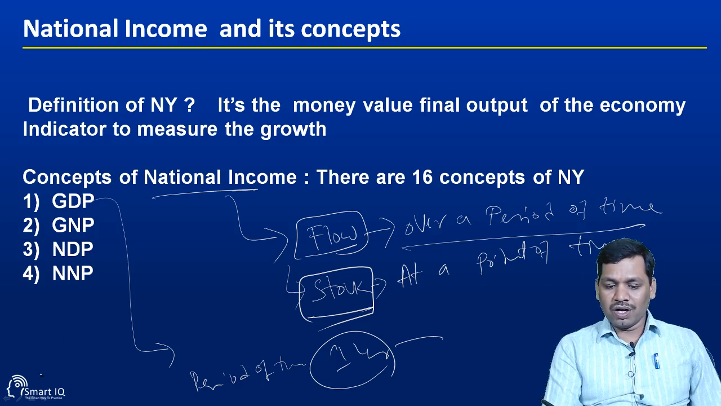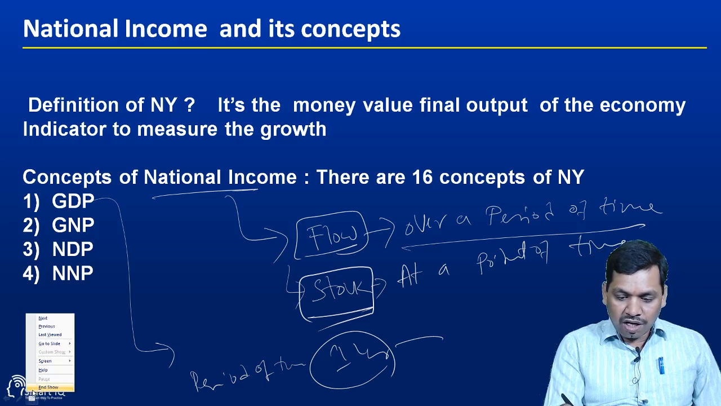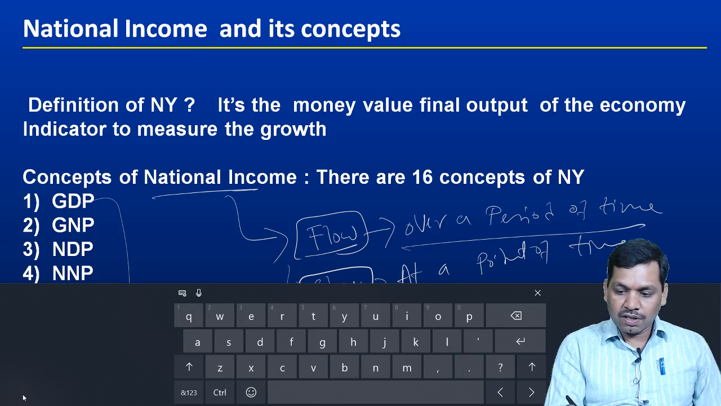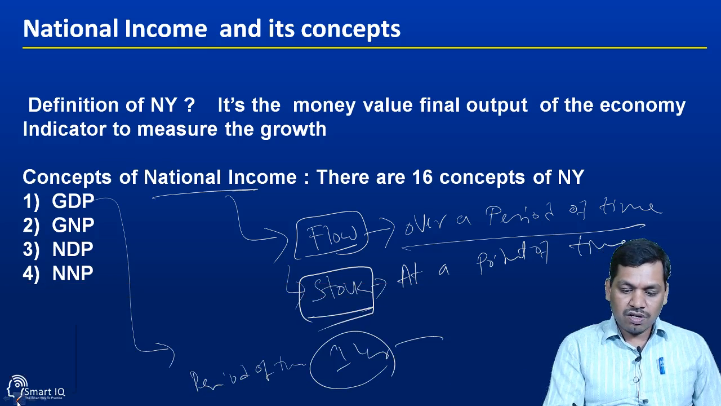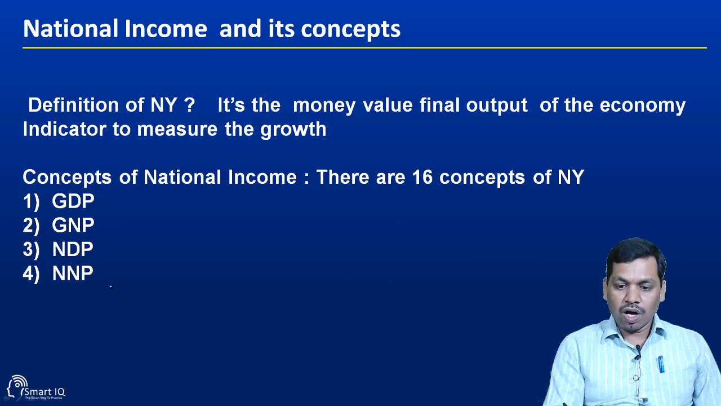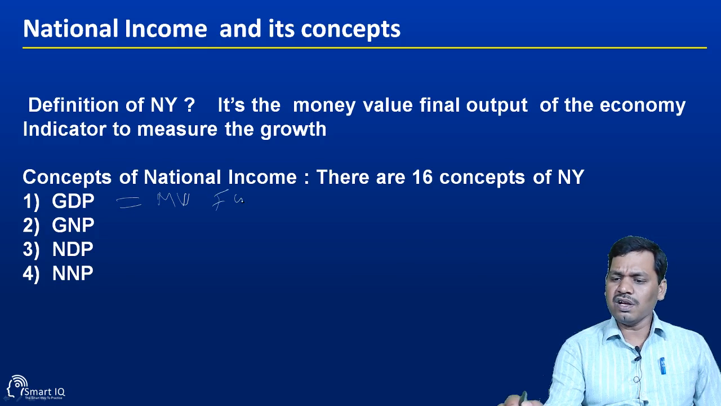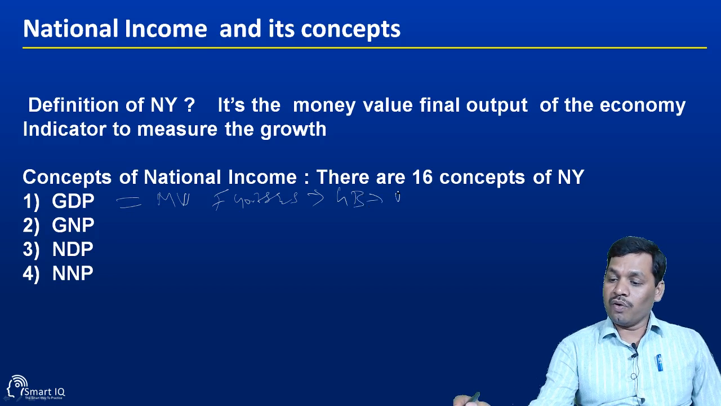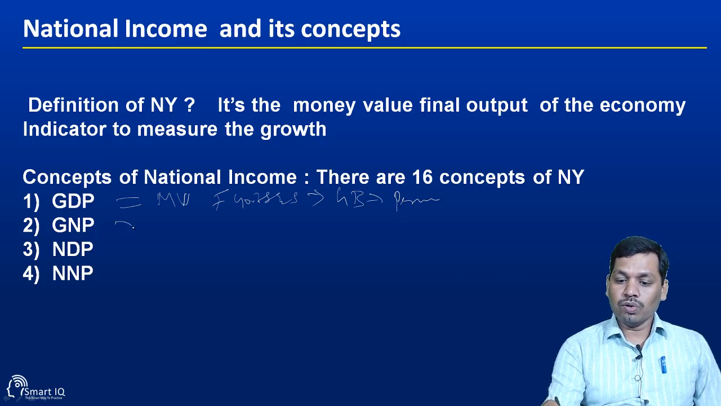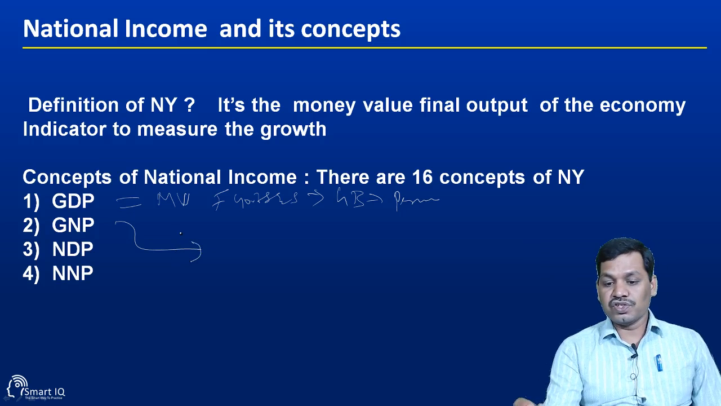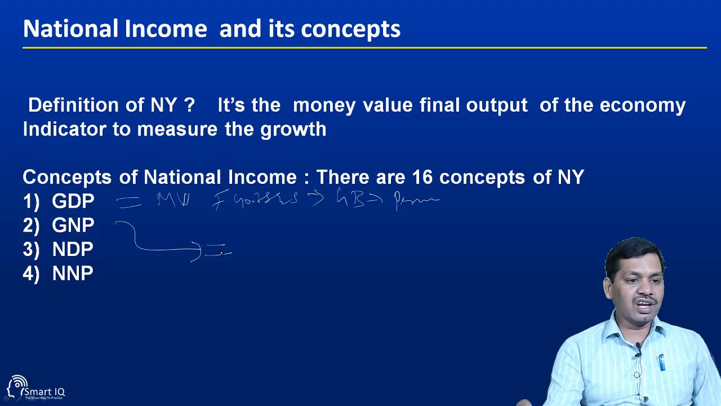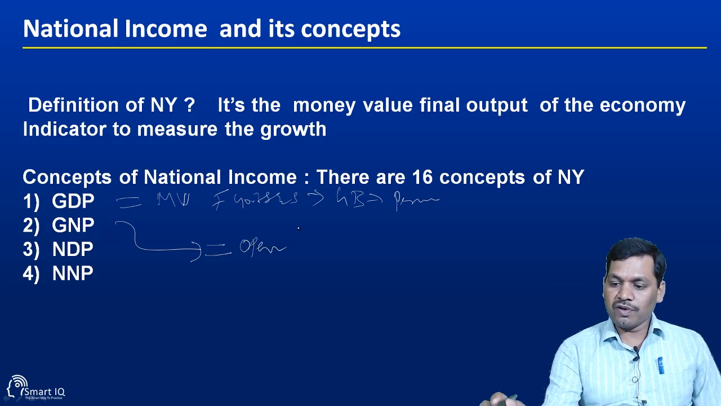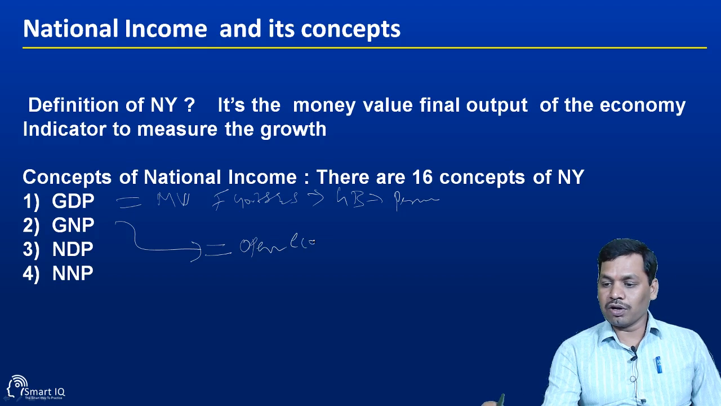Okay, after knowing all these 4 buzzwords of GDP, let me move on to another concept of national income, that is GNP. My dear friends, GDP is the money value of all final goods and services produced within the geographical boundary over a period of time. Now let me tell you what GNP is. GNP is nothing but the national income of the open economy. I told you a few minutes back, national income of the open economy.